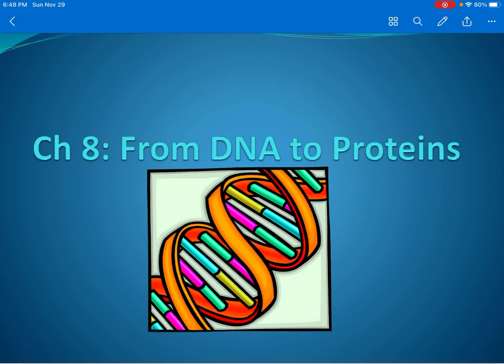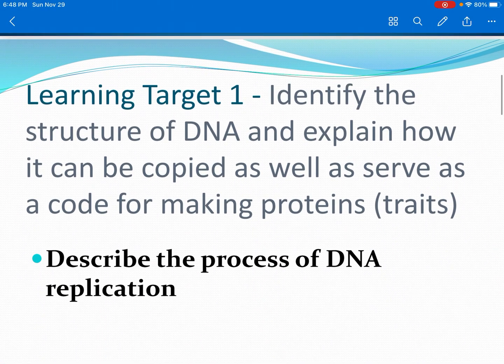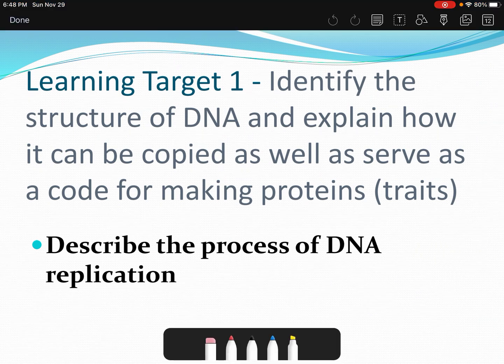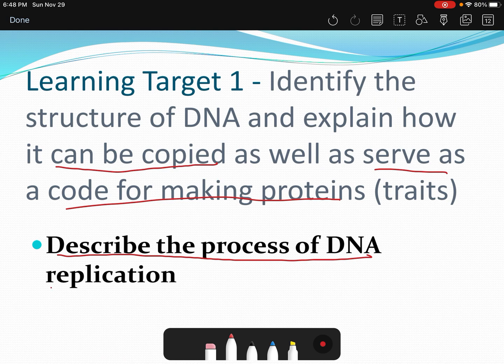Our third set of notes from the DNA unit is still covering Learning Target 1, identify the structure of DNA and explain how it can be copied, as well as serve as a code for making proteins or new traits. We're going to focus on this second part of how it can be copied and serve as a code for making proteins. So the main objective here is to describe the process of DNA replication.